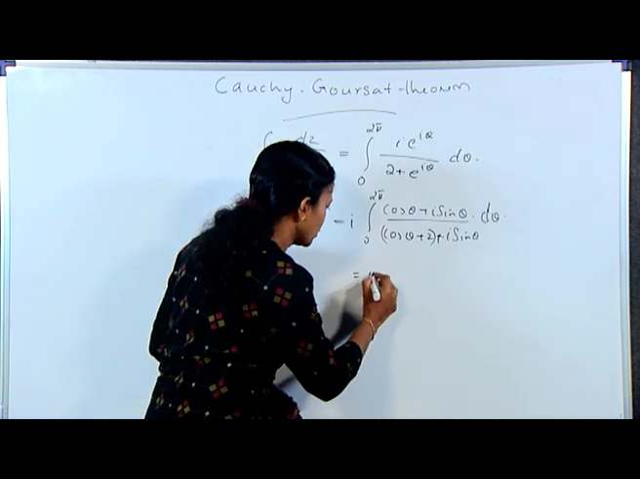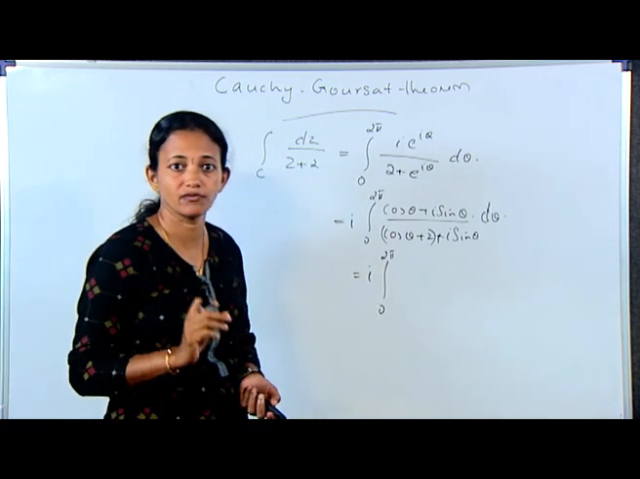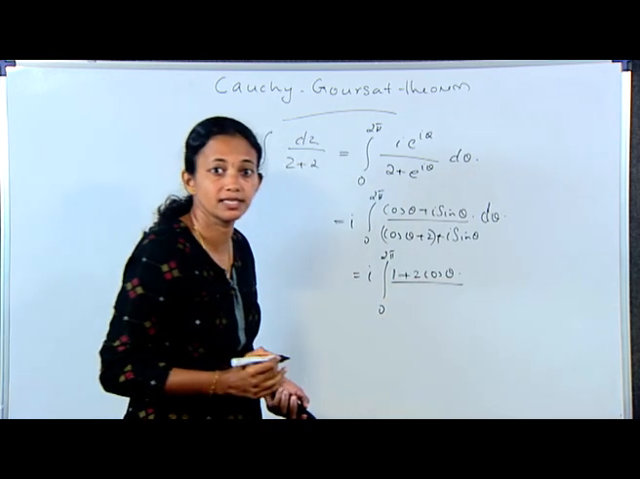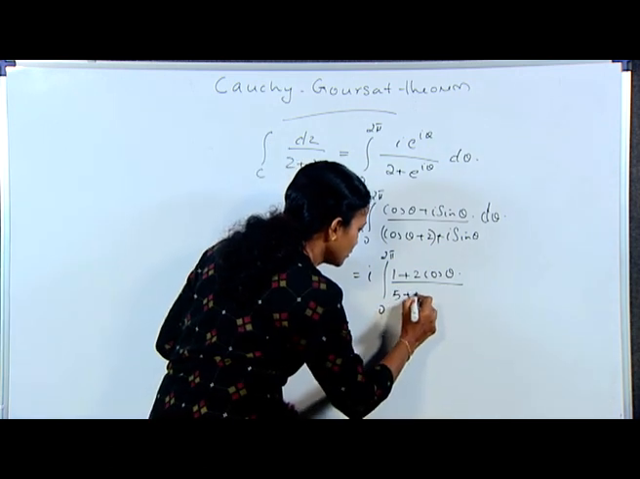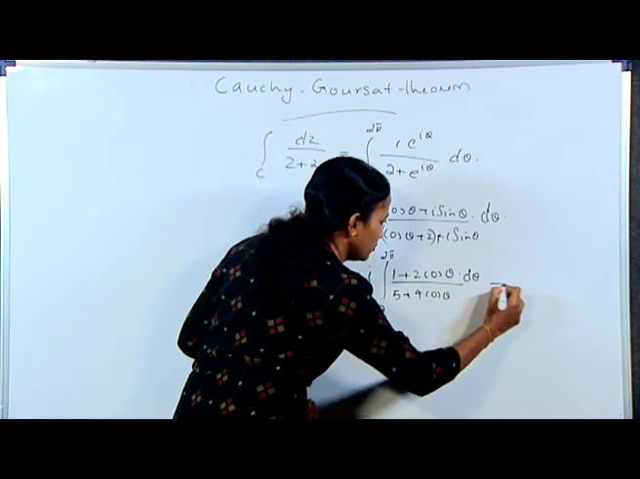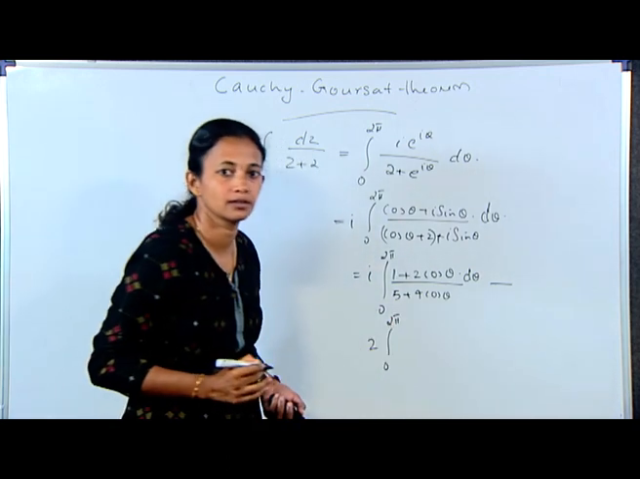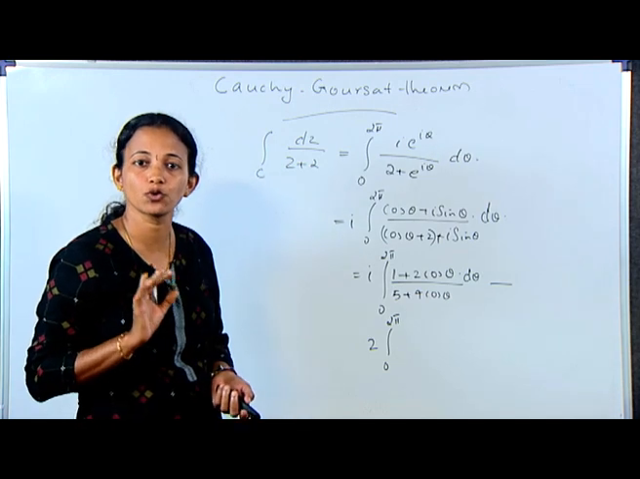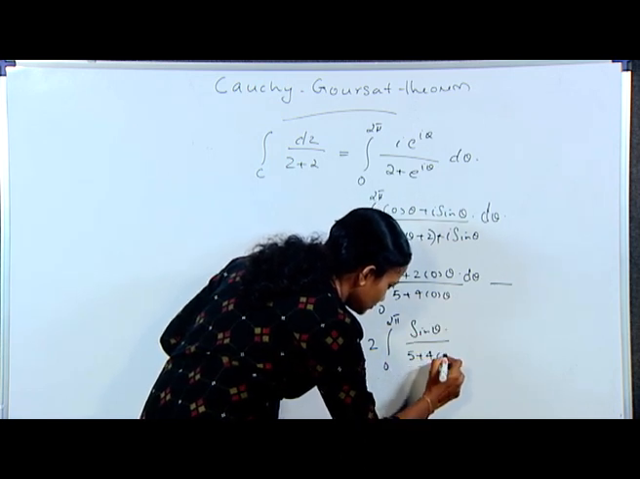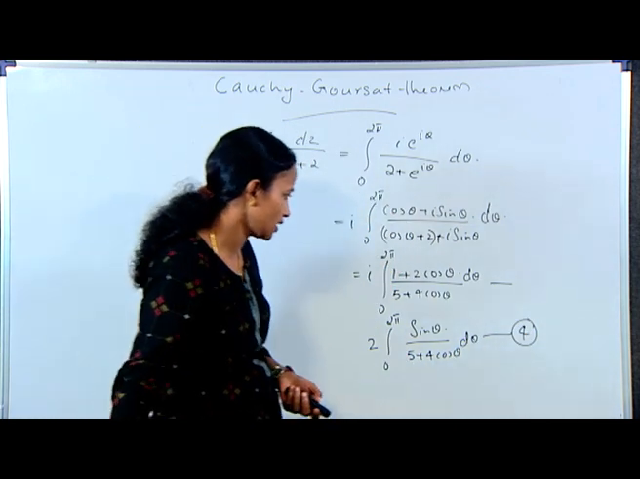So it becomes I into the integral from 0 to 2 pi. On the numerator we have 1 plus 2 cos theta, and in the denominator 5 plus 4 cos theta, d theta, minus the other term, minus 2 into the integral from 0 to 2 pi of sin theta by (5 plus 4 cos theta) d theta. This is our first equation.